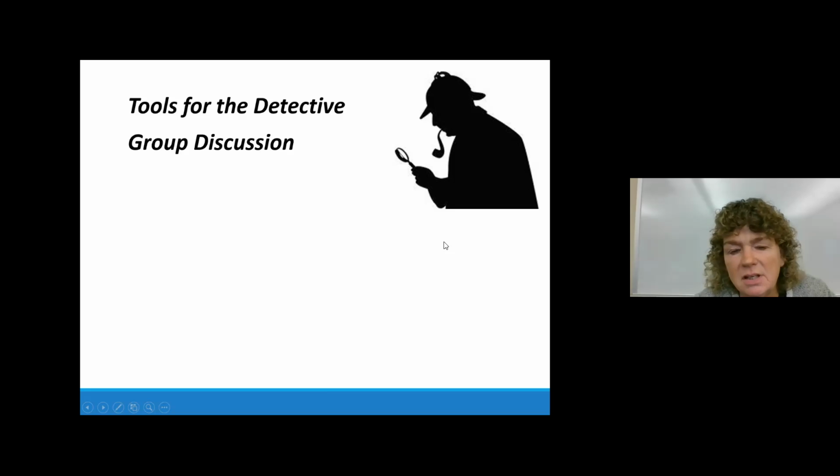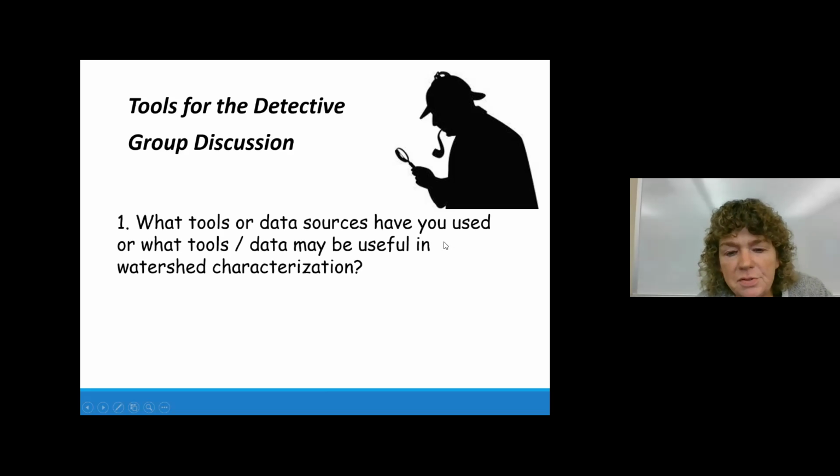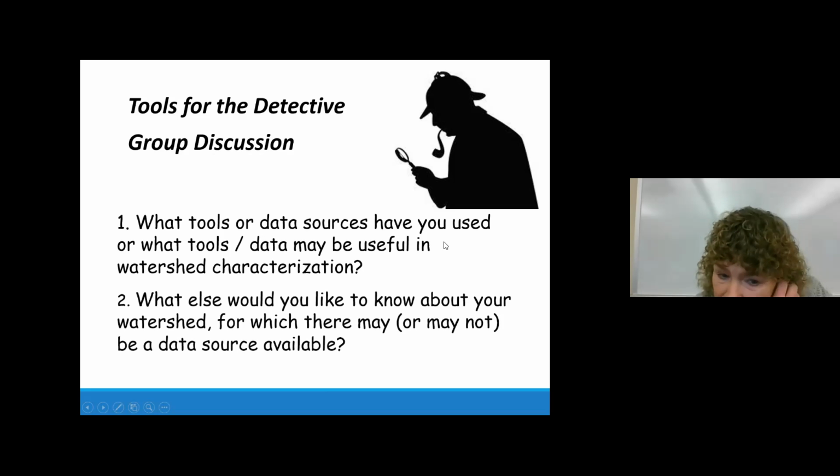This is where our group discussion can come in. We're going to look at what tools or data sources you have used, or what tools and data you may find useful in watershed characterization. That's one question. And then the other is, what else would you like to know about your watershed for which there may or may not be a data source available? Think about the tools you learned about this morning and what I've already talked about, desktop tools. What kind of tools or data sources have I not talked about, or the group hasn't talked about, that you think should be added or is useful or you have used? Or what kind of data source would we like to know about, but we just can't get that data?